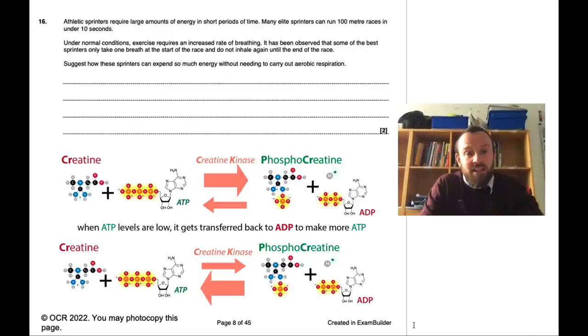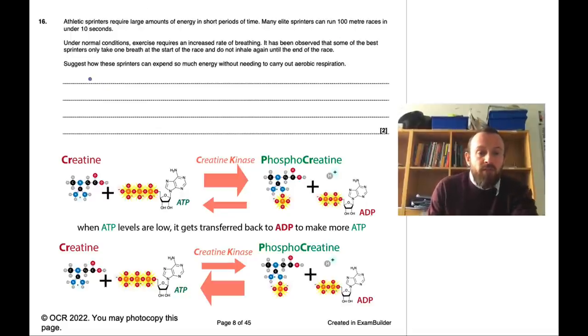Okay, let's get into question 16 now. Athletic sprinters require large amounts of energy in short periods of time. Many elite sprinters can run a 100 meters race in under 10 seconds. Under normal conditions, exercise requires an increased rate of breathing, but it has been observed that some of the best sprinters only take one breath at the start of the race and do not inhale again until the end of the race. How is this possible? How can these sprinters expend so much energy without needing to carry out aerobic respiration?